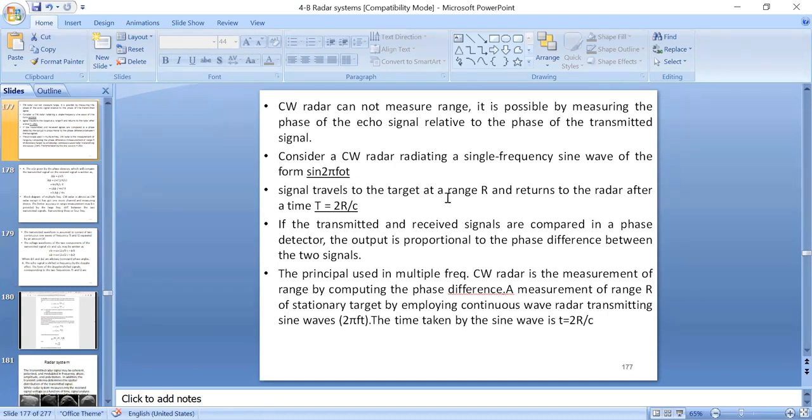So I think here you got the concept. Basically, this multiple frequency continuous wave radar is used to measure the range of a target by using the phase difference. Which phase difference? The phase difference between the transmitted signal and the received echo signal is calculated. That phase difference is used to measure the range of the target. We call it a multiple frequency continuous wave radar because we are using more than one continuous wave.